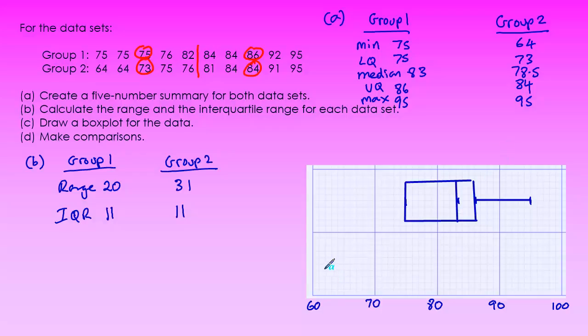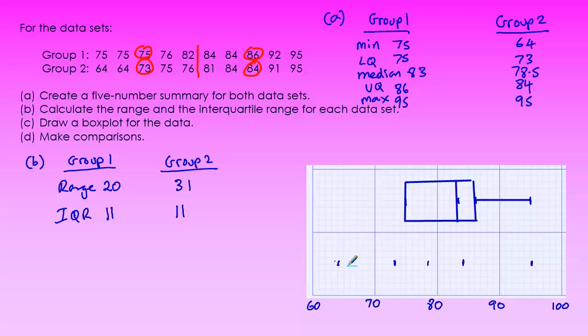So with this one, the minimum is 64. 2, 3, 4. So just here. 1, 2, 3. Just missed it. One more over. So 64. Then we've got 73. 1, 2, 3. 78.5. So that would be about here. 84. 1, 2, 3, 4. And 95.